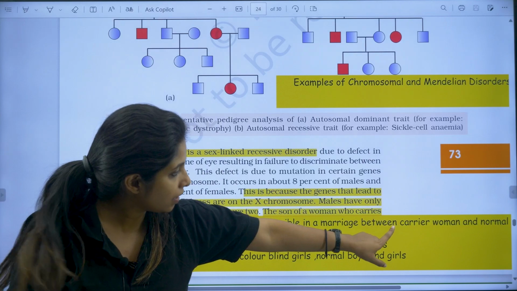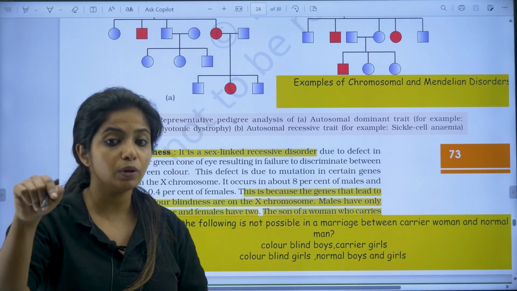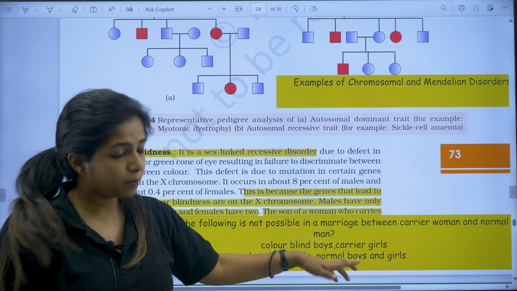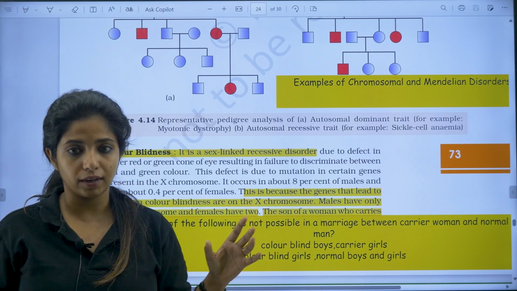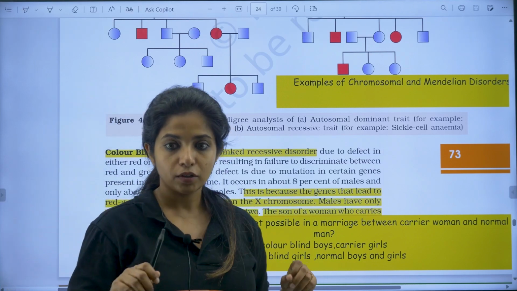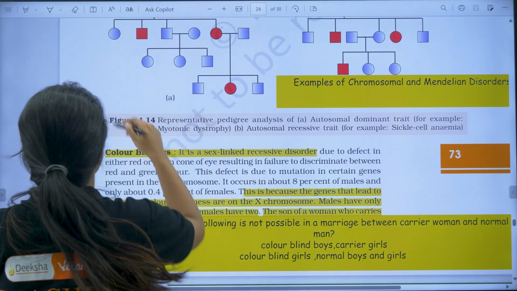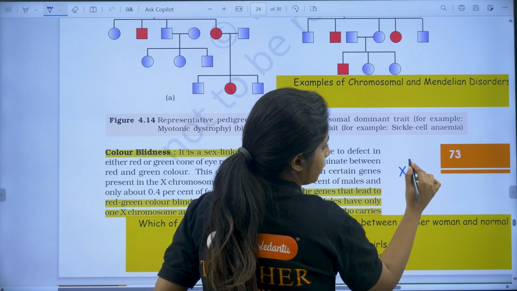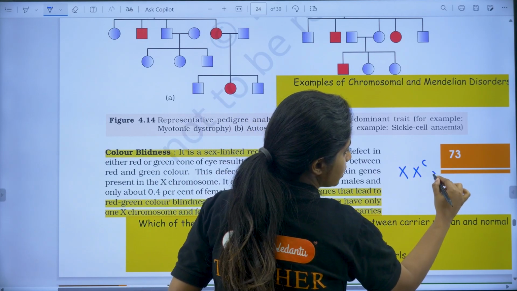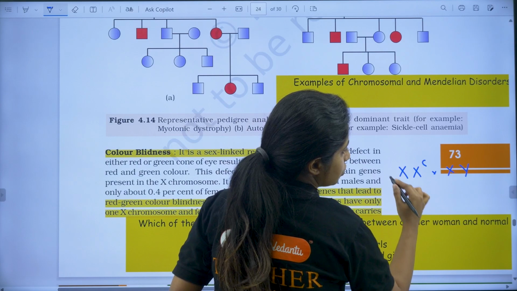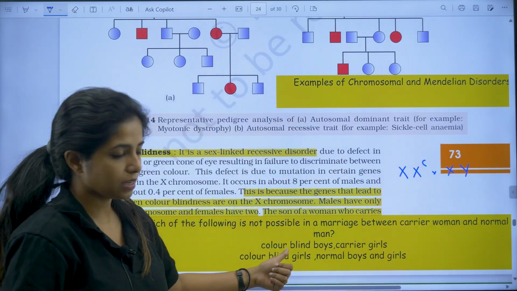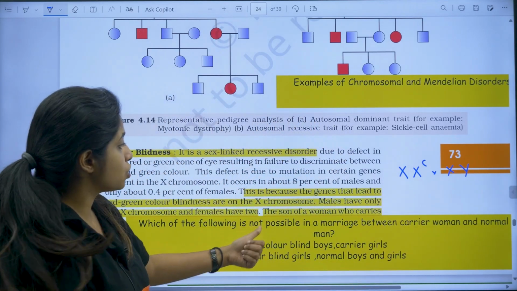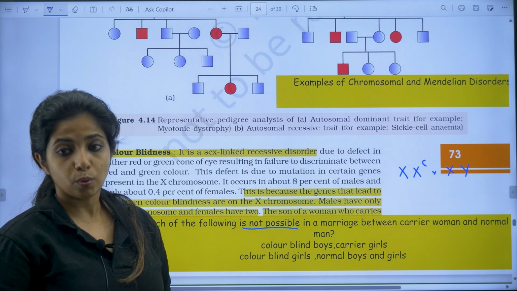Okay, it's a carrier woman, my dear children. So that means only one X chromosome is affected. Normal man, that is, none of the chromosomes are being affected. So you have to cross it and then see. This is XX where one is affected, and then you're crossing it with XY. So make a cross and see what the answer is. Which one is not possible is being asked.